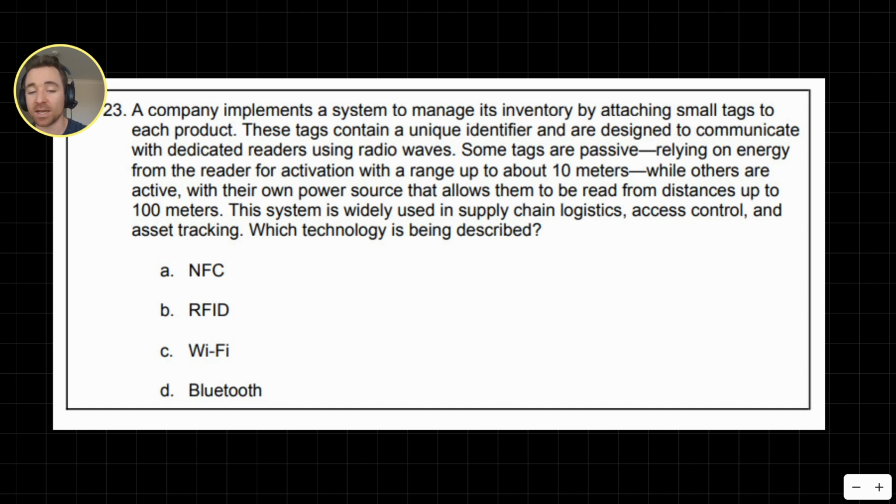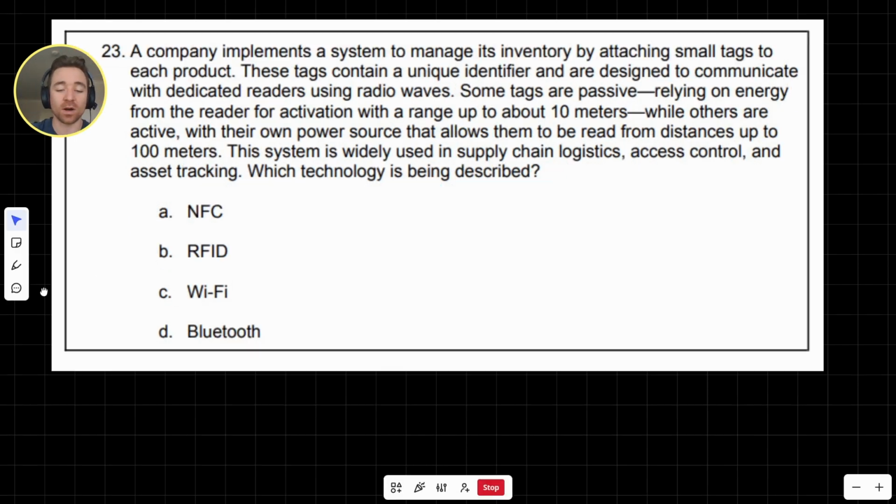Which technology is being described? A. NFC, B. RFID, C. Wi-Fi, or D. Bluetooth? 3 seconds, then I'll give you your answer. 3, 2, 1. Here you go.